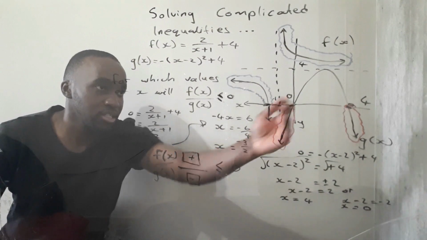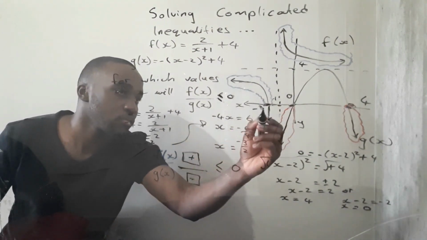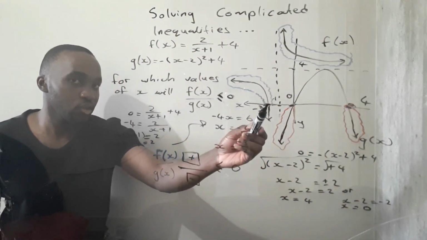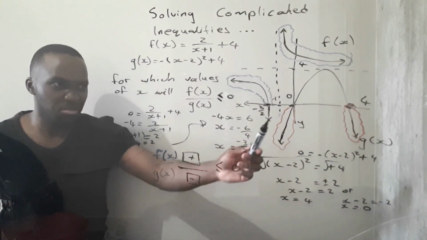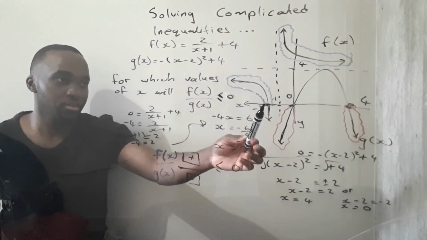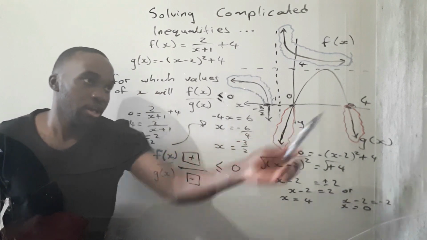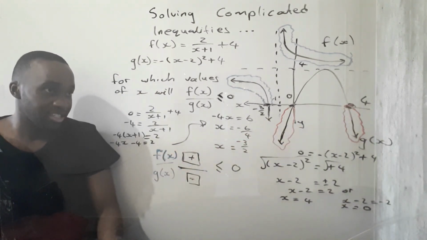So we have here our x-intercept. This is negative 3 over 2, 0. We have 0, negative 3 over 2, and then we have a positive 4 there. Now we can easily answer our question.